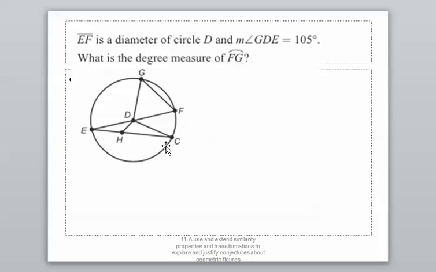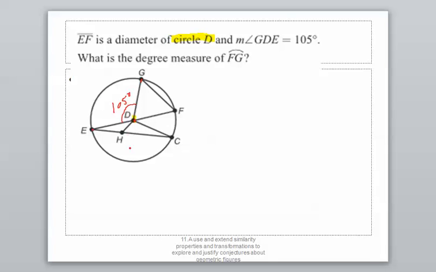So, that is a messy diagram. Well, they're telling me EF is the diameter. It goes all the way across the circle, and that's circle D. When they say something like this, of circle D, that means D is the center of the circle. So we actually know where the center is located right there. Okay? And they're telling me that angle GDE, see how I touched each one of those as I went by them? GDE, that's this angle right here, is 105 degrees.